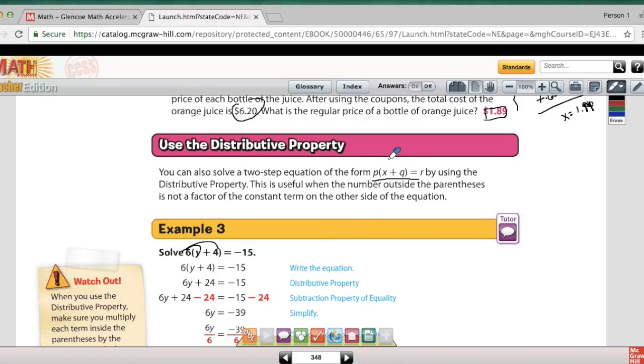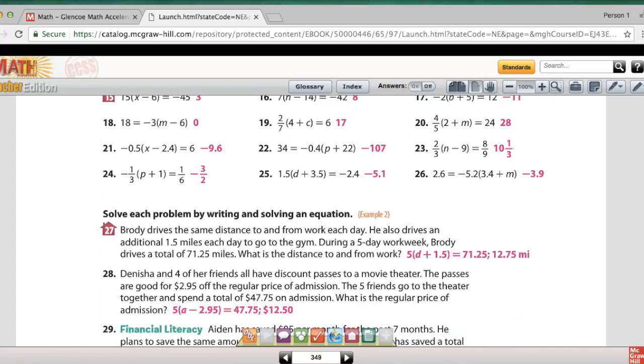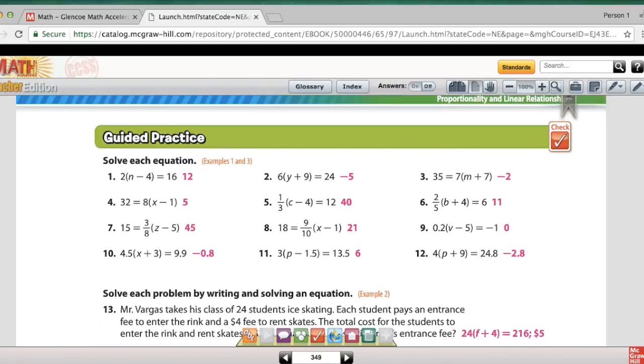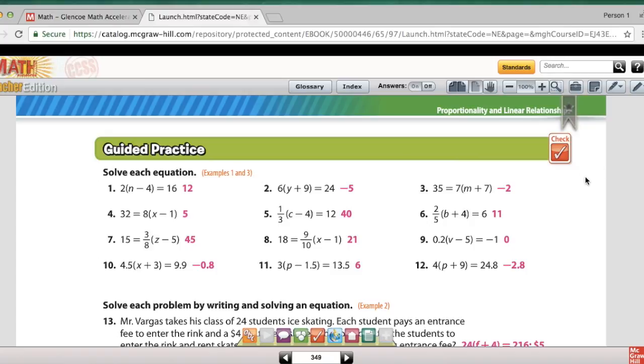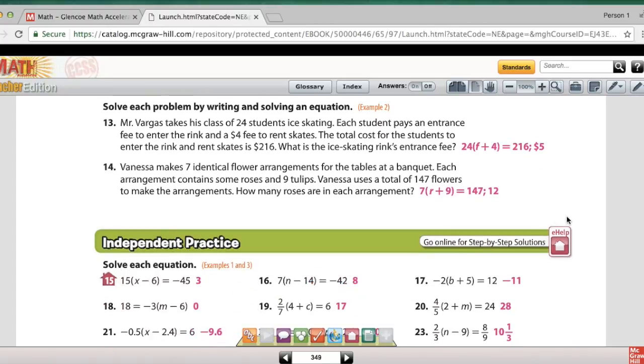So solving two-step equations in the format of p parentheses x plus q equals r. A couple different strategies there for you to consider as you work on your homework for this lesson. And make sure you get your notes done, and you also take your self-check and video tutors if you need extra help. Try this e-help step-by-step solution for those problems as well.